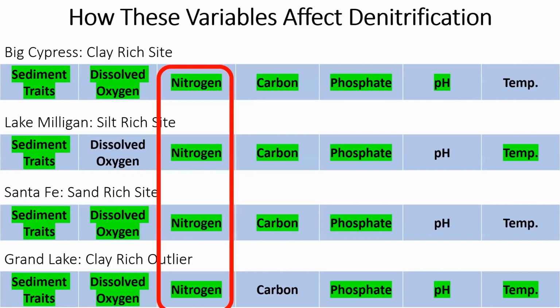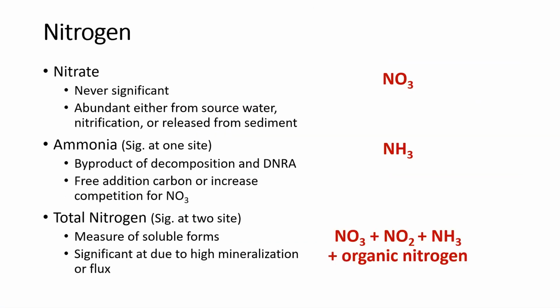Next, I would like to talk about the forms of nitrogen that we measured. First, we evaluated nitrate. Again, that's that terminal electron acceptor that we thought would be directly related to nitrate loss. And we found that it was ultimately never significant, causing no variation in our denitrification rates. Now, this was likely because it was abundant in our source water, or was ultimately replaced very readily by nitrification, or being released fairly readily by the sediment.